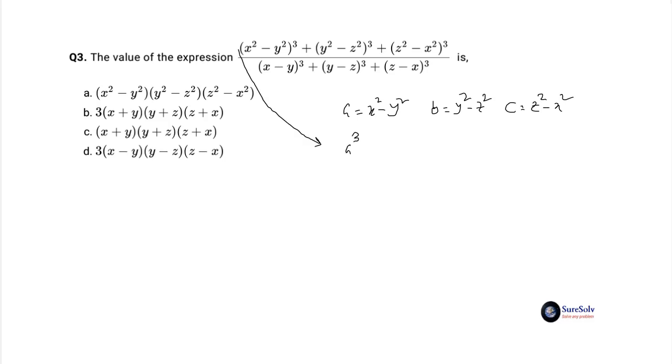a cube plus b cube plus c cube, where a plus b plus c equal to 0. And then substitute p equal to x minus y, q equal to y minus z, and r equal to z minus x to convert the denominator in compact form as p cube plus q cube plus r cube, where p plus q plus r equal to 0.